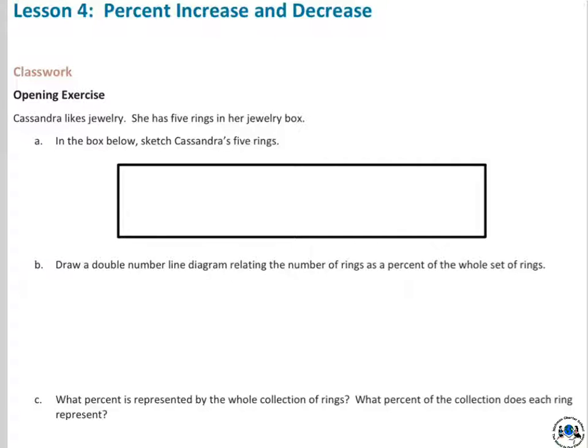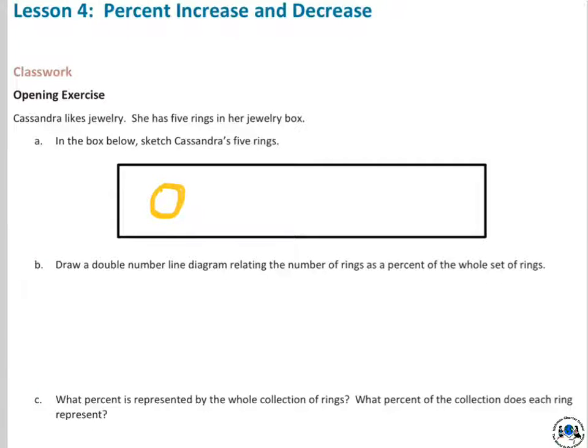Here is our opening exercise. Okay, I better read it first. So Cassandra likes jewelry. She has 5 rings in her jewelry box. Here's her little rectangular jewelry box. And so in the box below here, let's go ahead and sketch Cassandra's 5 rings.